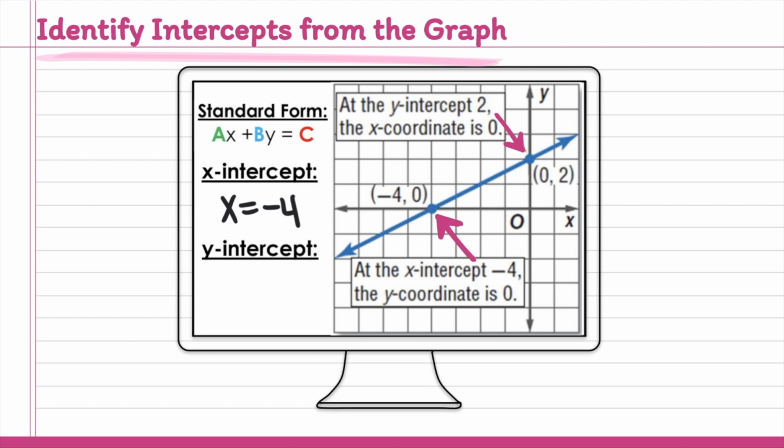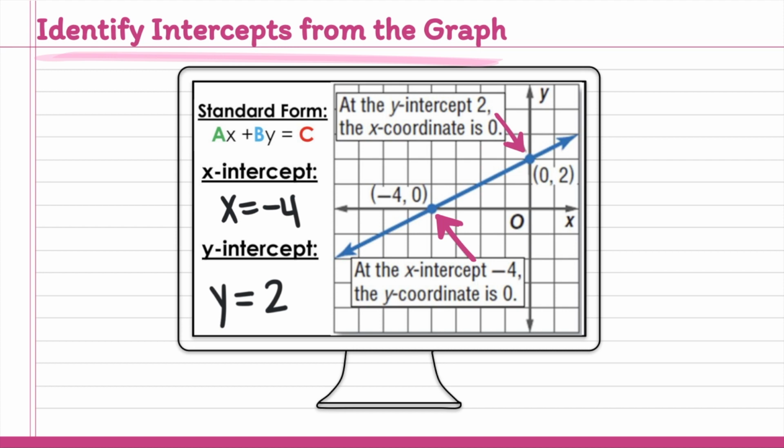While still looking at the same graph of this line, we can see that the line crosses the y-axis at the ordered pair (0, 2). When it crosses the y-axis, the x value is always going to be 0. And for this line specifically, the y-intercept is 2. So our y value when the line crosses the y-axis is going to be 2 for this particular function.